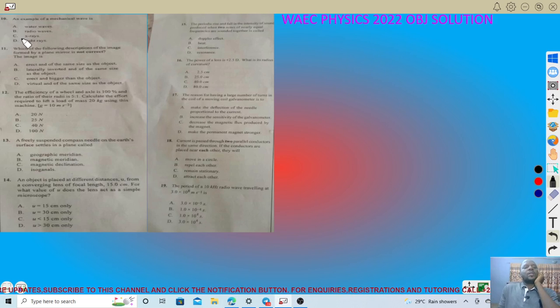Next question. Number 10 says, an example of a mechanical wave is dash. We know mechanical waves require a material medium. You know examples of electromagnetic waves, so I'm not going to waste time. Water wave is the answer, as radio, X-ray, and light are examples of electromagnetic waves.